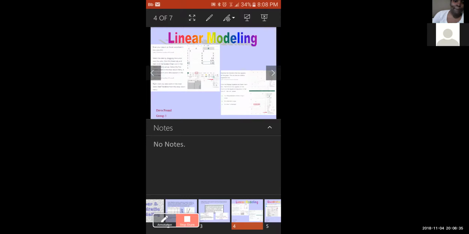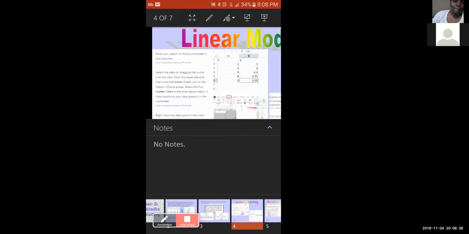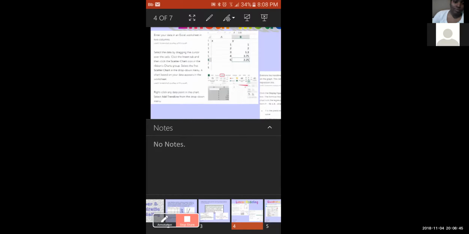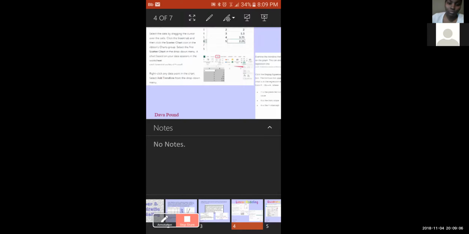Linear modeling. This is with the technology, and I used Excel as the example. You enter all your data in the Excel worksheet, and then select the data by dragging the cursor over the cells. Click the Insert tab, and then click the Scatter Chart icon in the ribbon's chart group. Select the first scatter chart in the drop-down menu, and it will appear in your worksheet. And then right-click any data point in the chart and select Add Trendline from the drop-down menu.